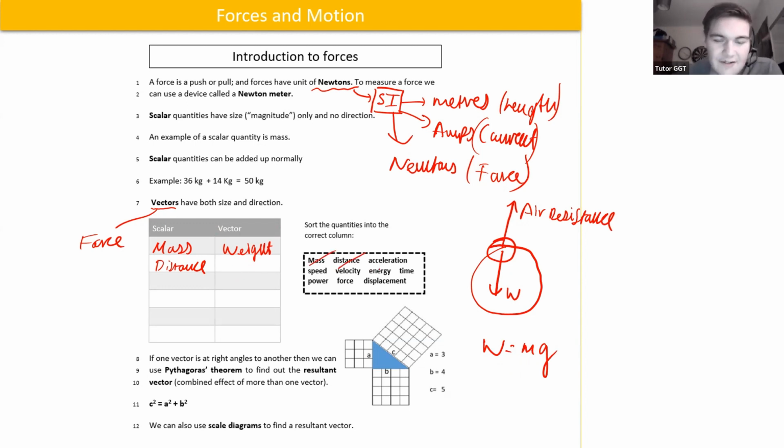Then distance, acceleration. This is interesting. So acceleration is also a vector. How do we know this? Well, you can be in a state of acceleration or deceleration, and to dictate how things accelerate, it could be accelerating upwards, it could be accelerating to the right, downwards. So this has a direction, and therefore is a vector.